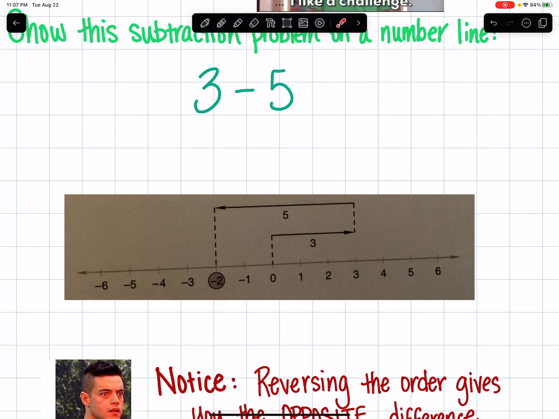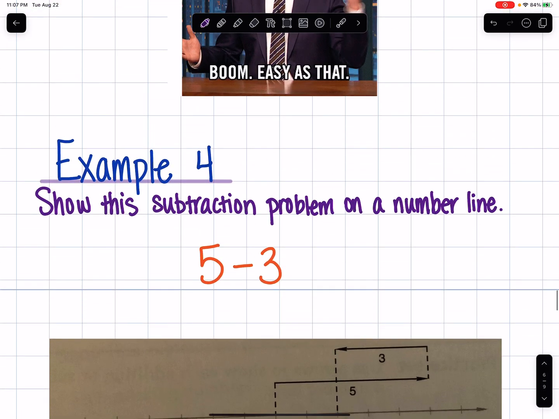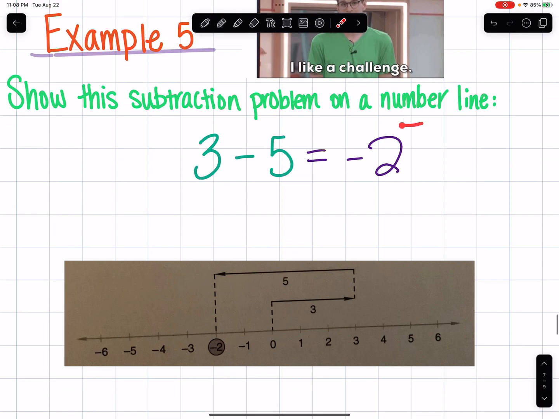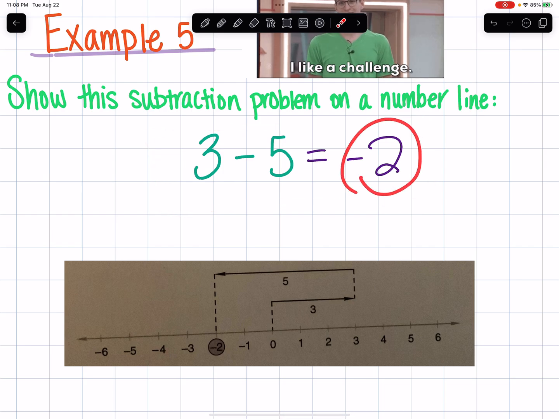Now, I want to show you something about these two problems, okay? We just did 5 minus 3, we got 2. Remember that subtraction is not commutative. So if we switch around the order of these, we get a different answer. 5 minus 3 is 2, but 3 minus 5 is negative 2. What do you notice about those answers? 2 and negative 2. They're opposites on a number line.